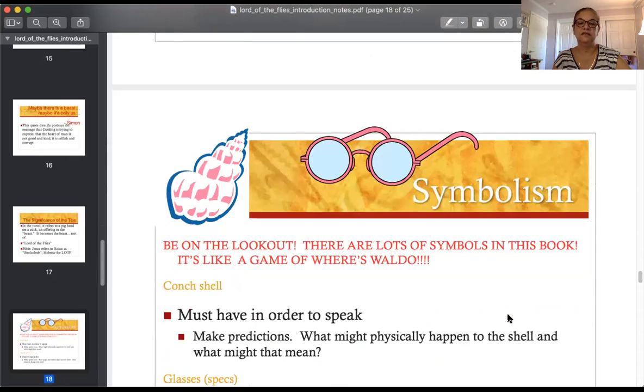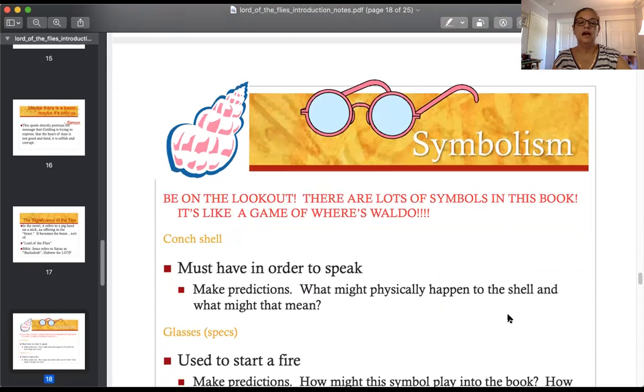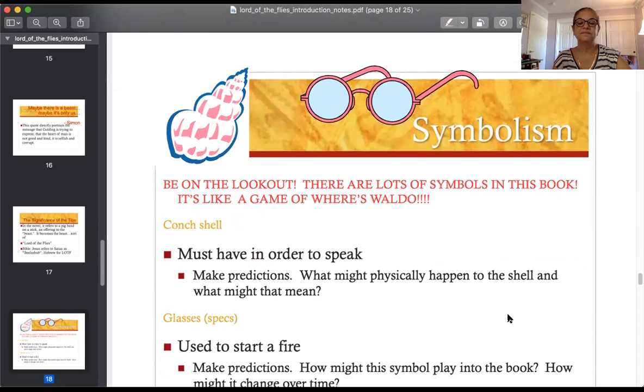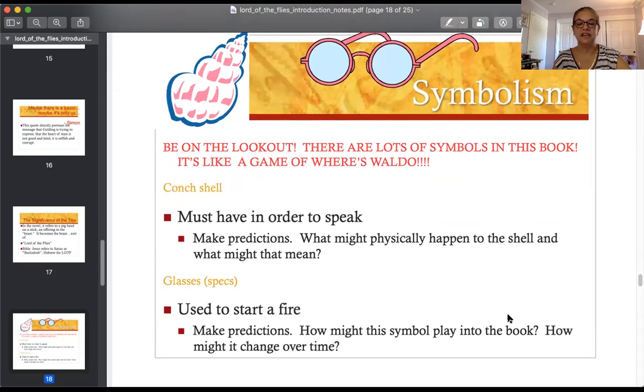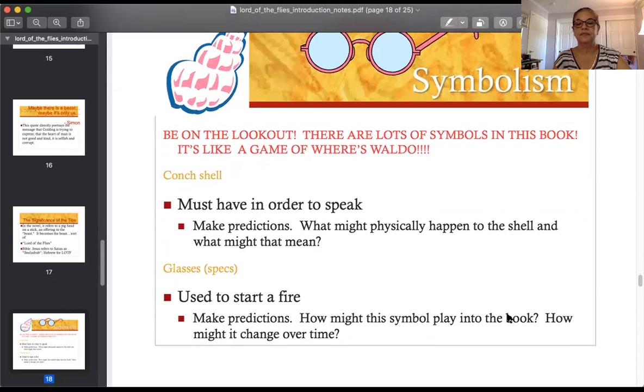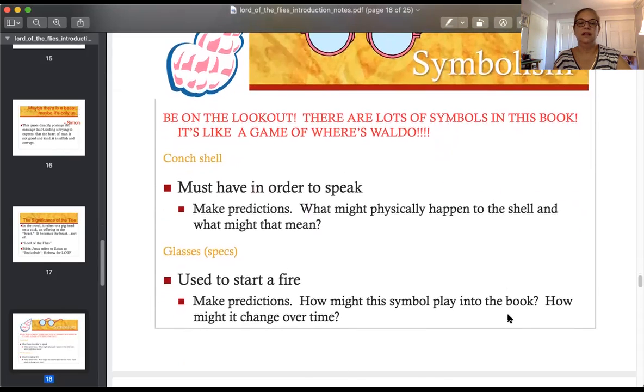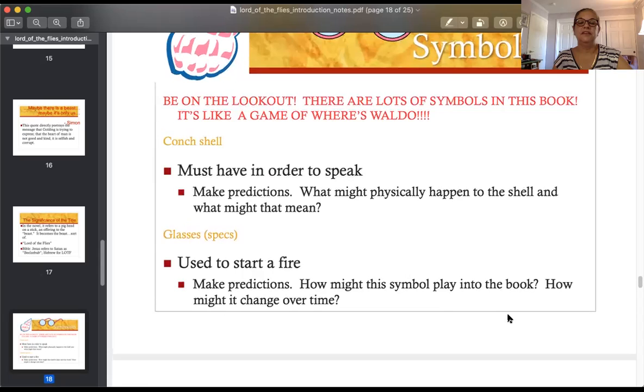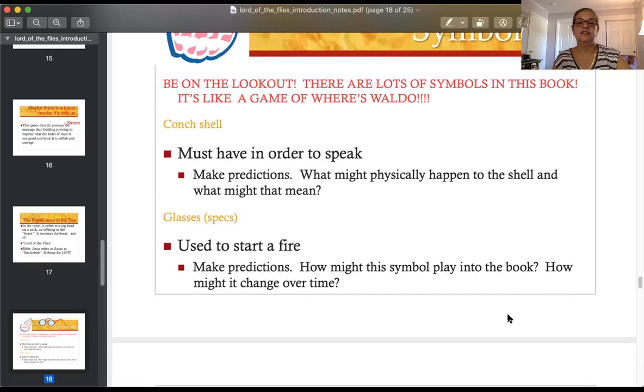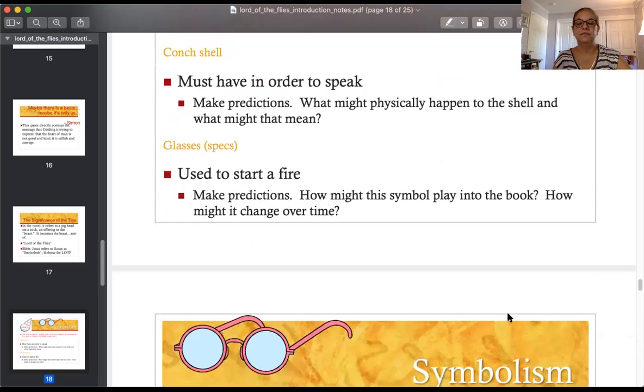Lots of symbols in this story. The conch, Piggy's glasses. So as you read, think about all the things that the conch stands for and make predictions. Same with Piggy's glasses, make predictions. How are these symbols going to play out in the book?